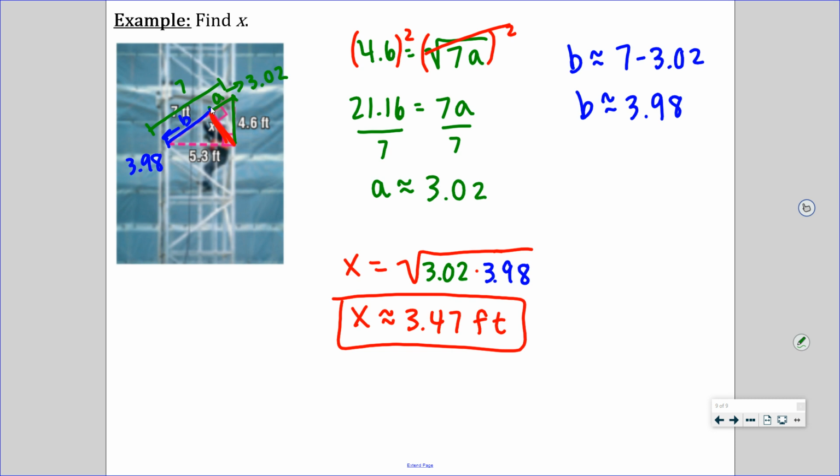Thank you. Okay, so lastly, to find the altitude, it's just the geometric mean of those two segments we found. Decimals are fine, so I just rounded it to 2 decimals. Okay, wasn't that fun?